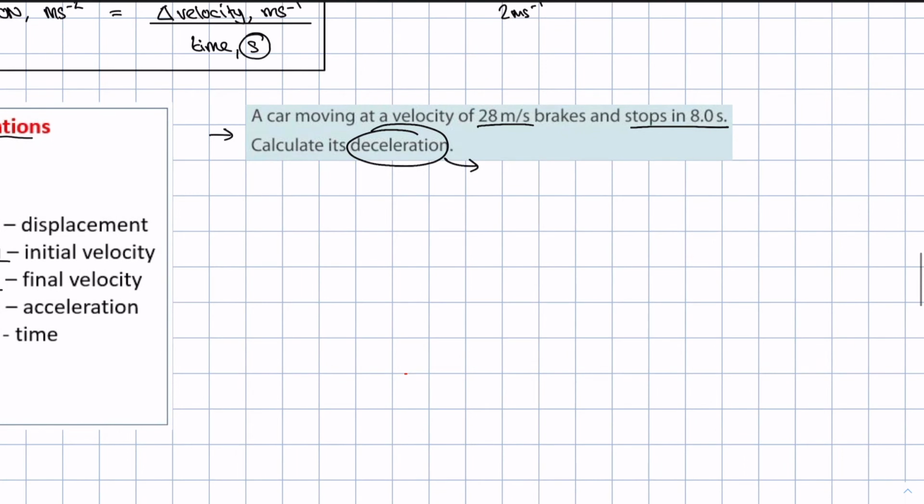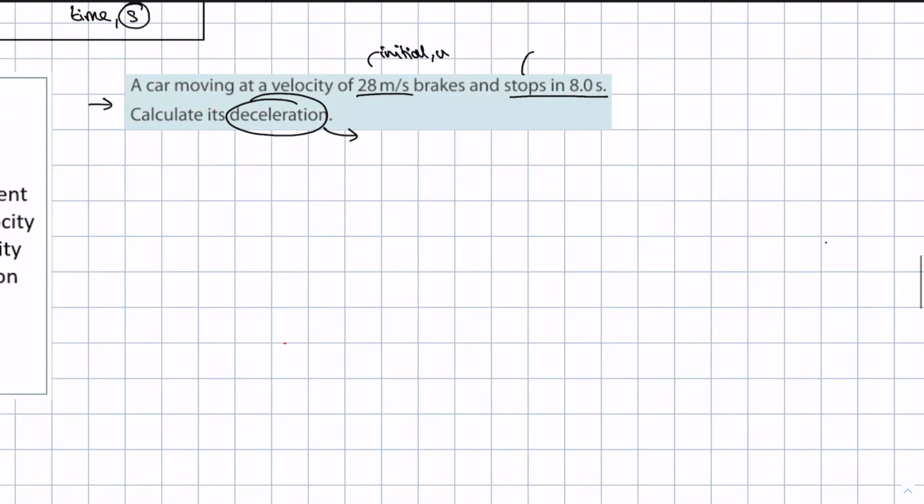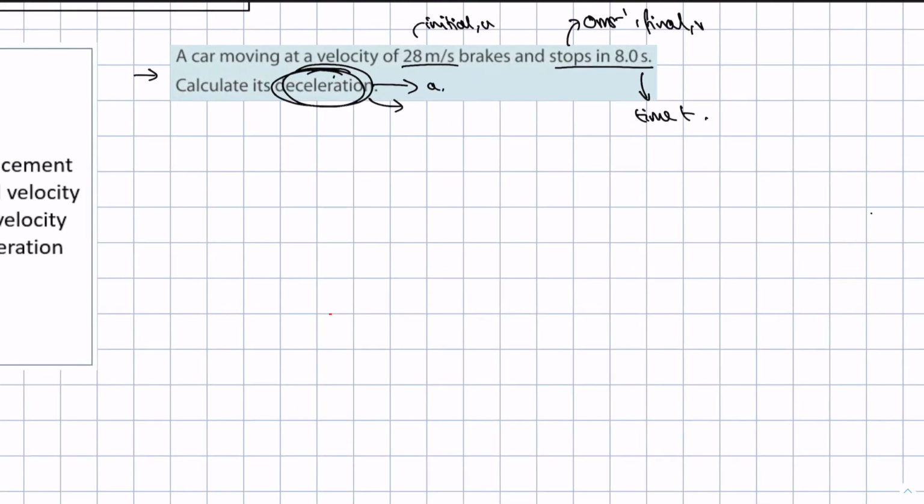A car is moving at a velocity of 28 meters per second. Well, that's our initial velocity, and for the SUVAT equations, we say that is the letter U. And we said it stops, so we assume that it finishes at 0 meters per second. That's our final velocity, and we call that V for the SUVAT equation. It does all of that in 8 seconds, that's our time, T. And we need to find our deceleration, which is a form of acceleration, and we say that is A. So the first step for any maths question in physics is we write out the information we have.